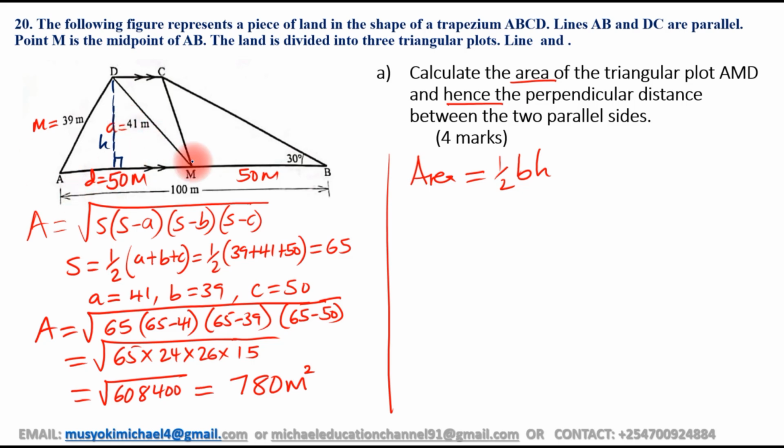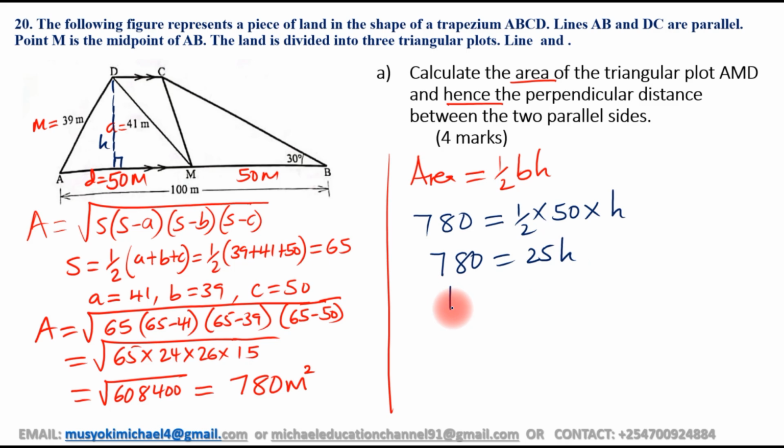We already know the area of this triangle, which is 780, and it will be equal to a half times base, that is AM, which is 50, times H. So this 780 is equal to 25H, and therefore H is 780 divided by 25, which is 31.2 meters. So that is the perpendicular distance between the two parallel sides.